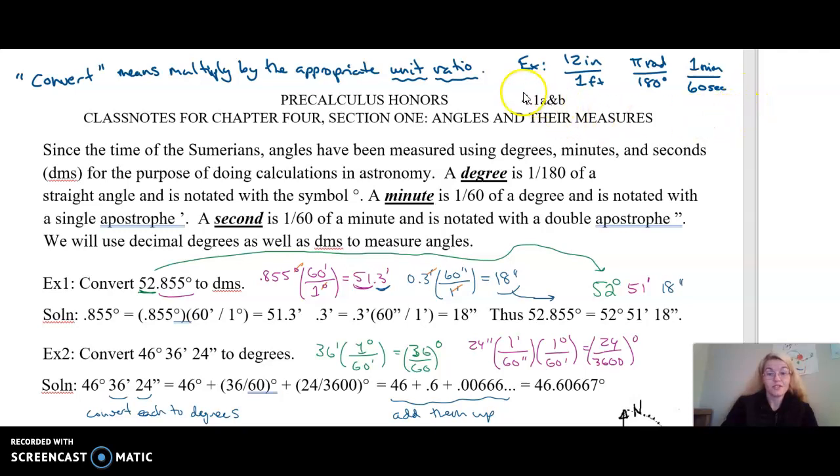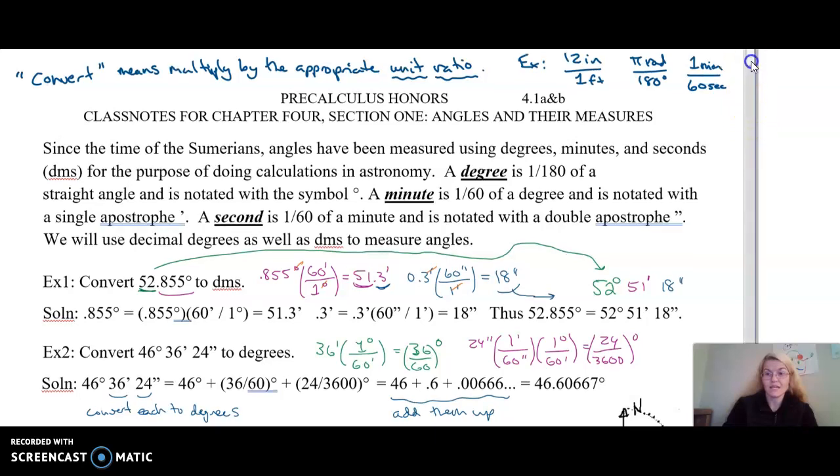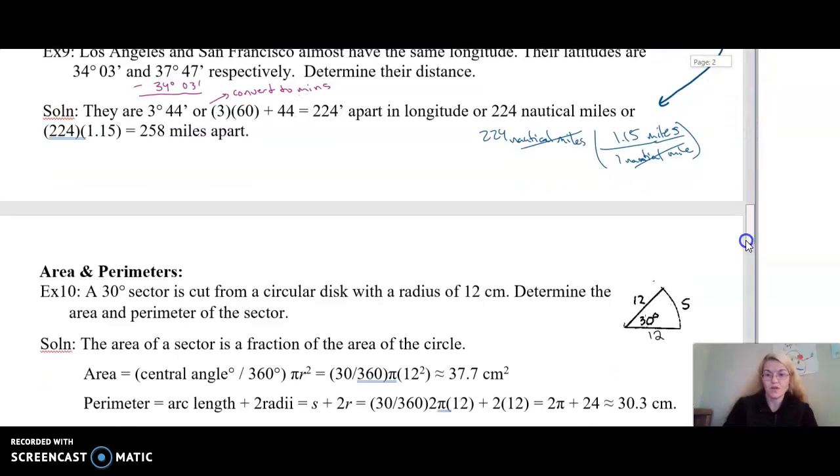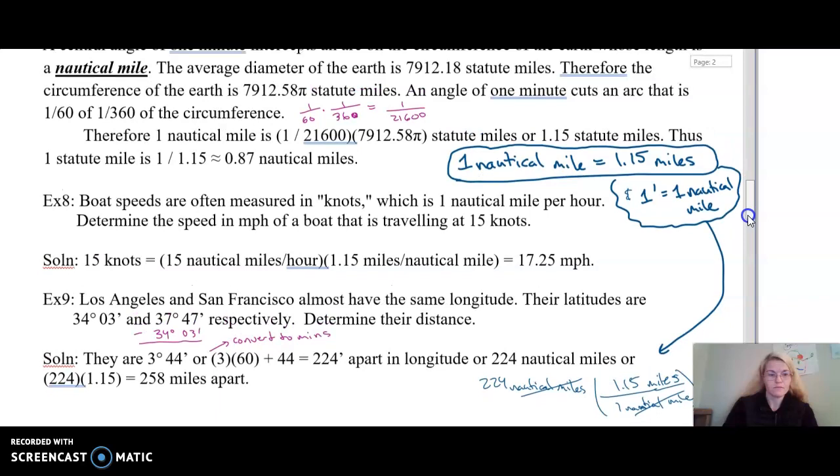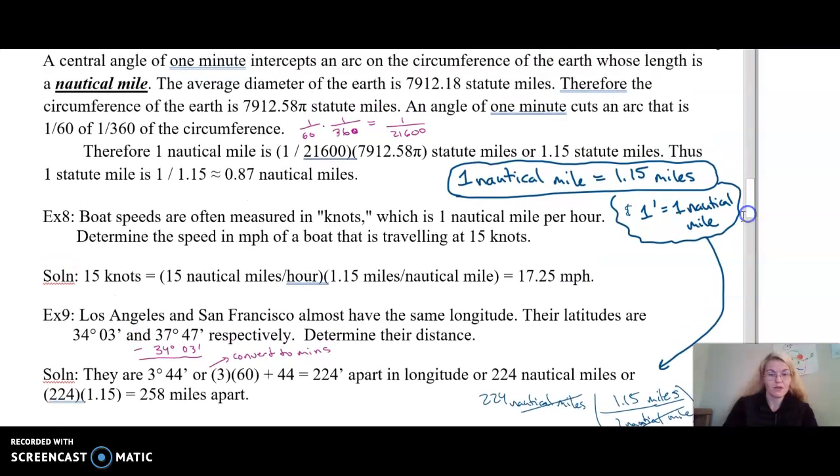All right, we're going to finish up 4.1 Part A with our last example. In the last video, we left off after talking about a nautical mile, and knots, right, is 1 nautical mile per hour. So how do we convert from knots to miles per hour speed? We use this equivalence, right? 1 nautical mile is 1.15 normal miles or statute miles.